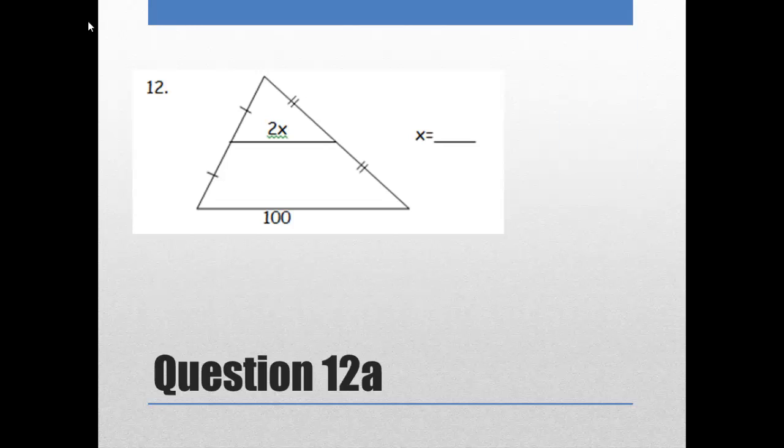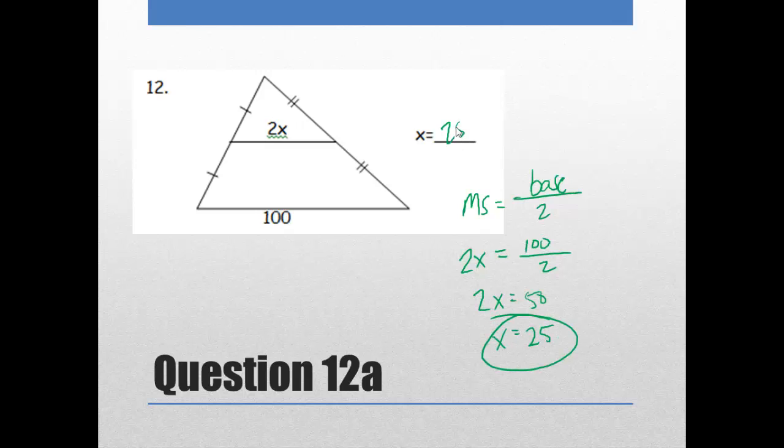Question number 12 is dealing with a mid-segment again, but this is a triangle. So, like we said, the mid-segment is equal to half of the bases. And for a triangle, it's only got one base, so it makes it real easy. So we would say the mid-segment is 2x, and it's equal to half of your base. Your base is 100, so 2x equals 100 over 2, which is 50. 2x equals 50. That means x is 25.